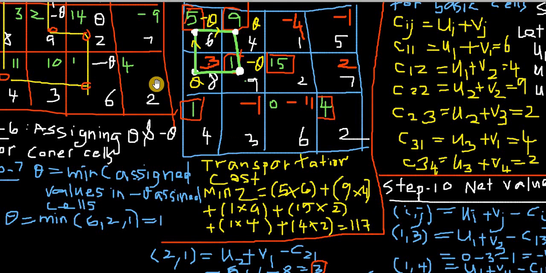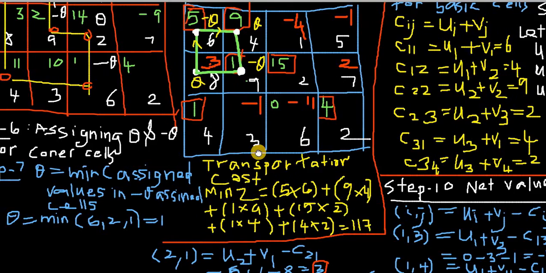Now look at that. You multiply and find out the transportation cost here. 5 into 6 plus 9 into 4 plus 1 into 9 plus 15 into 2 plus 1 into 4 plus 4 into 2, 117. That is the total transportation cost by this particular assignment of assigning the products from the corresponding production center to the destinations.